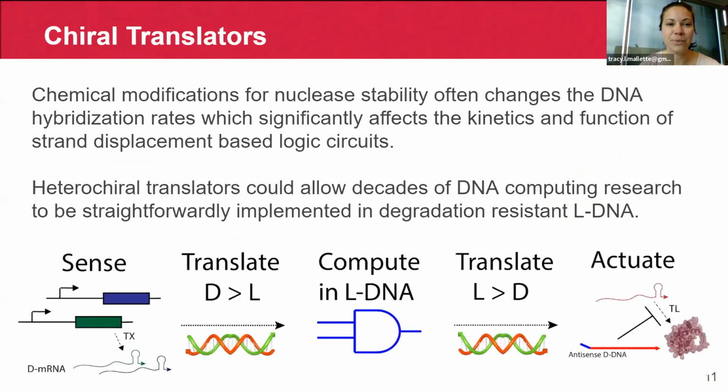So going back to my overall goal, if you look at chemical modifications that have previously been used for nuclease stability, these often change the DNA hybridization rates, which can significantly affect the kinetics and functions of those strand displacement-based logic circuits that we just talked about. So really the advantage of my heterochiral translators is it could allow decades of DNA computing research to be straightforwardly implemented in degradation-resistant LDNA.